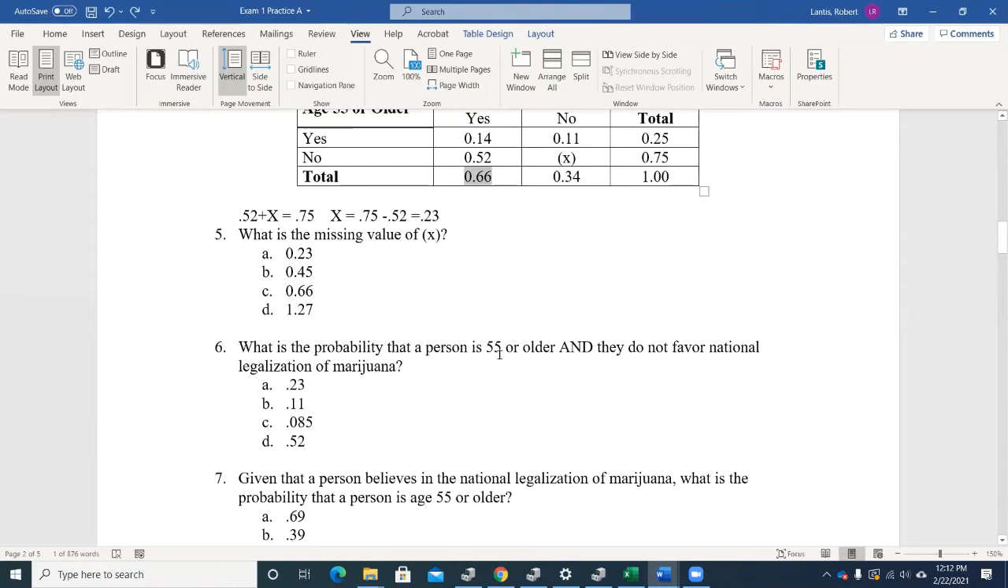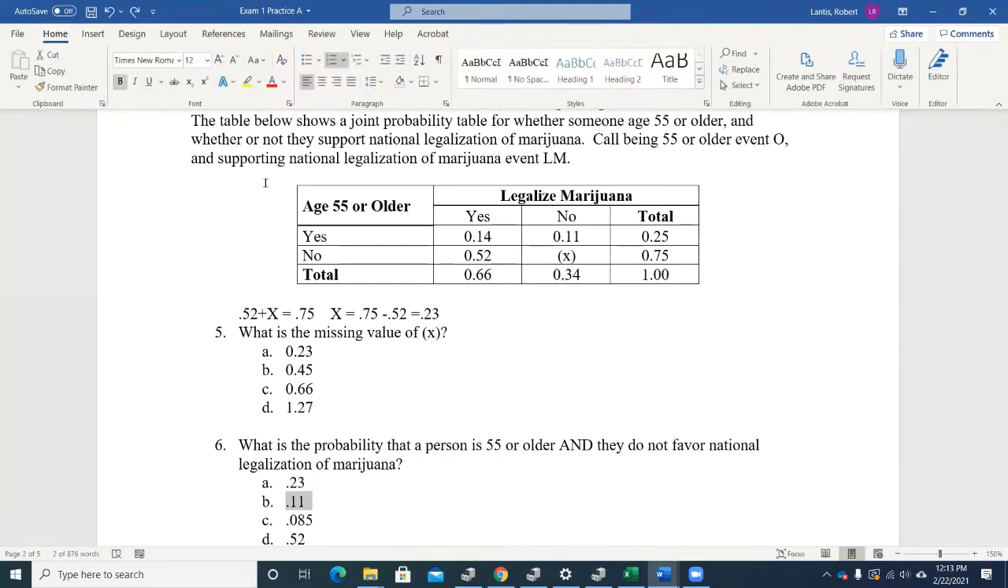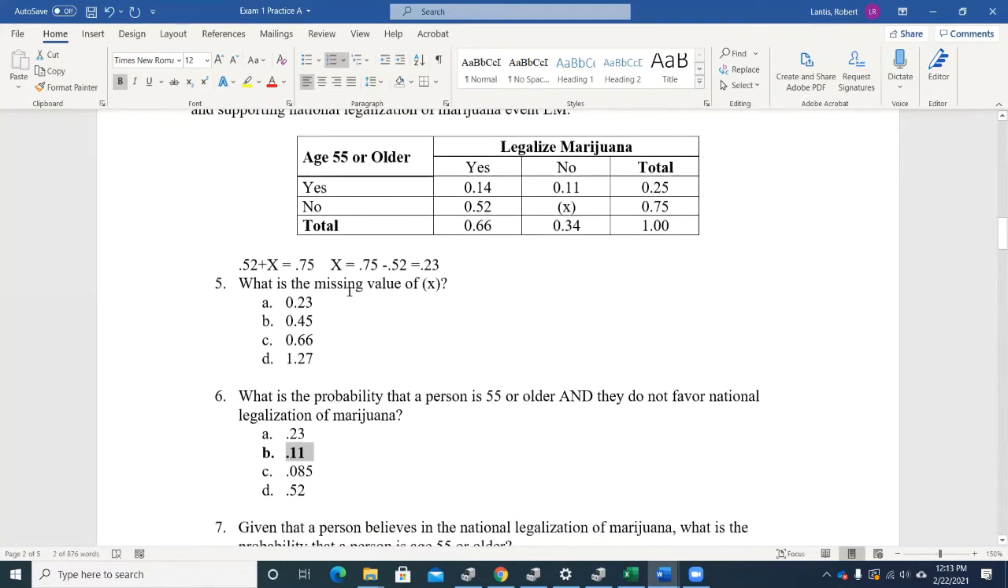So what's the probability a person is 55 or older and they do not favor the national legalization of marijuana, right? So if I'm looking for an and, what I'm really thinking about there is the probability of an intersection. We said the top 4 cells represent the intersections. So the probability someone is 55 or older and they do not favor legalization would just be this cell right here, or that 0.11. So there's no real work to do there other than being able to interpret that and use that contingency table to find that intersection. Okay. So hopefully those are some easier points in the exam.